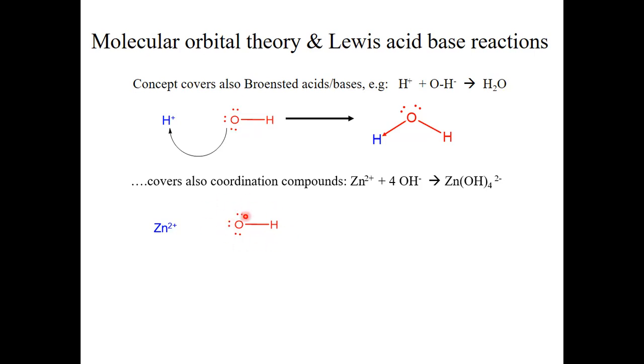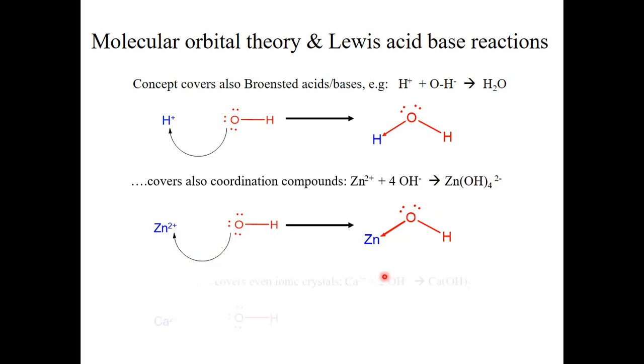In this case, the OH minus ions again would be the base, the zinc 2 plus ions would be the acid. So the OH minus ions would donate an electron pair to the zinc and make a dative oxygen zinc bond. Only one is illustrated here, but in this complex, of course, there would be 4 such dative bonds.